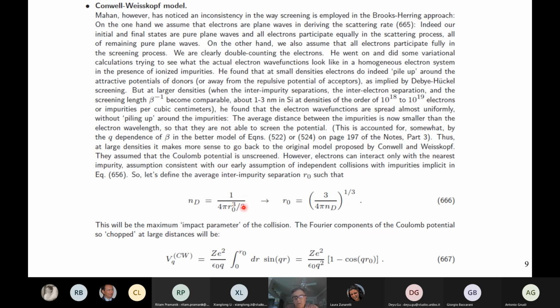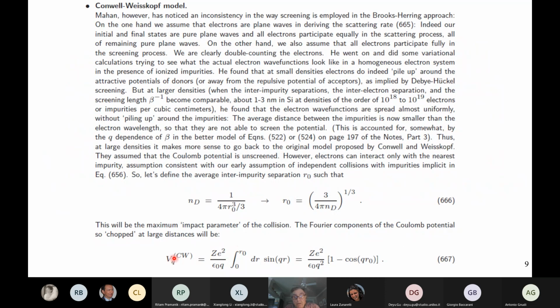There are many ways to do it. Either define it this way: we take the volume surrounding an impurity, a sphere of volume 4/3 pi times the cube of the radius of this sphere. That gives you the volume surrounding each impurity. 1 over this will be the density of impurities, which gives you this value for R0. It's not really the average impurity distance, but something related to it.